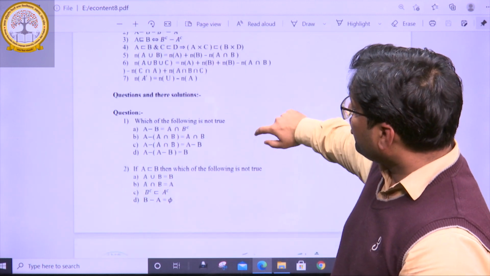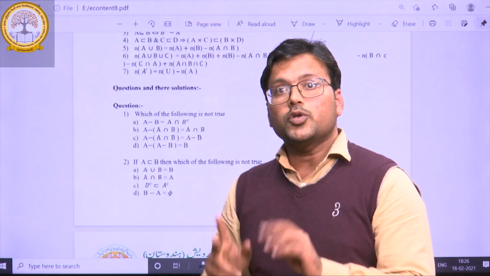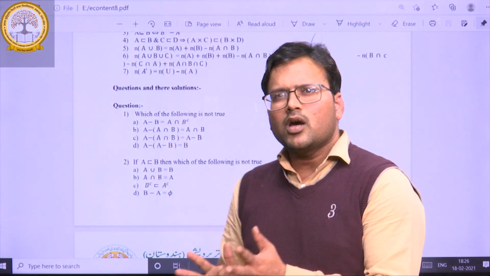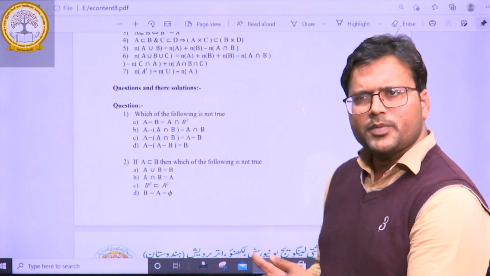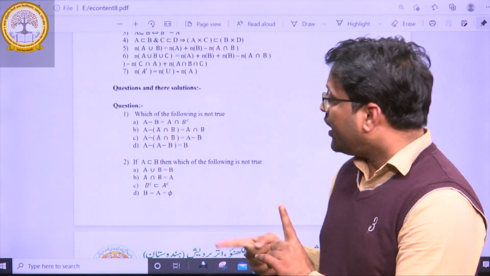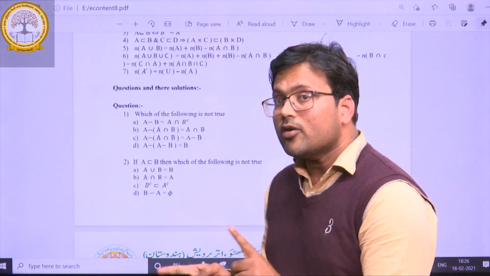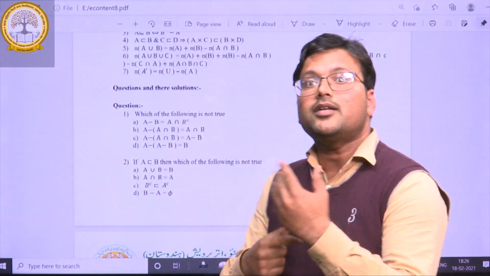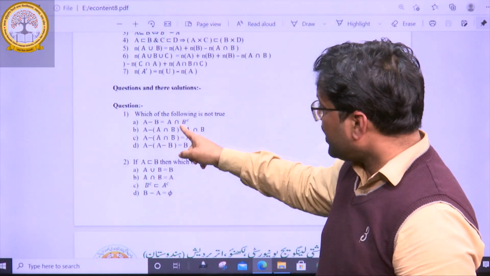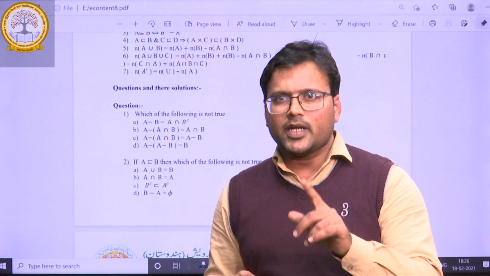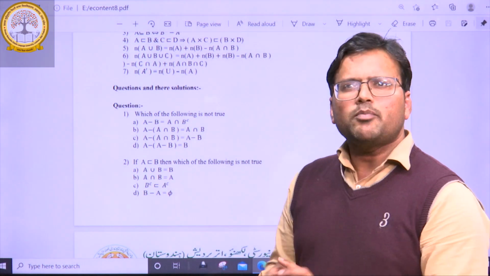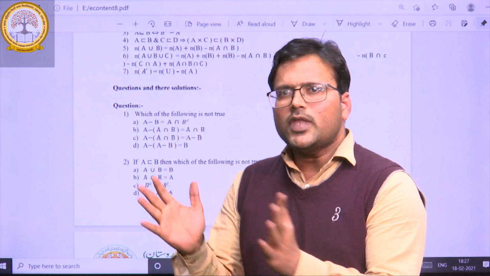Now the important questions, we have mentioned two questions here. One is which of the following is not true, where four options are given. We have to prove every identity, for example A minus B is equal to A intersection B complement. So we have to prove, as said in the previous lecture, that the fundamental product is used to prove the identities.